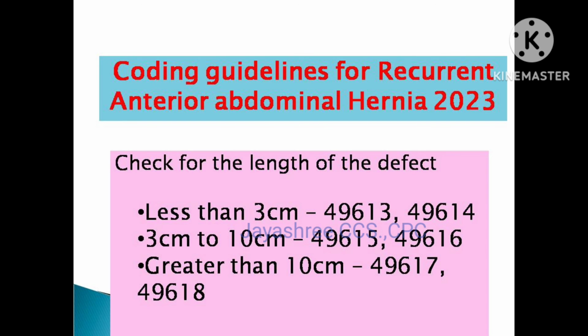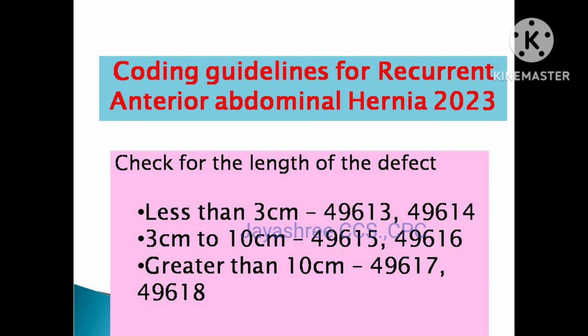First is less than 3 cm, two codes: 49613 for reducible, 49614 for incarcerated. The next is 3 cm to 10 cm: 49615 for reducible, 49616 for incarcerated. The third one is greater than 10 cm: 49617 for reducible, 49618 for incarcerated CPT code.